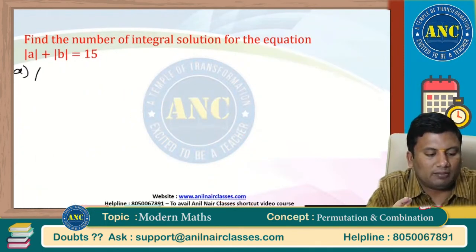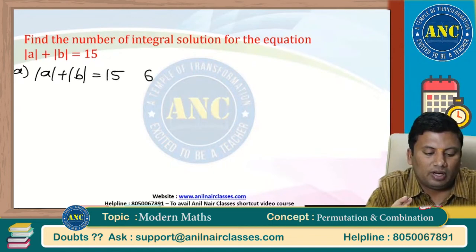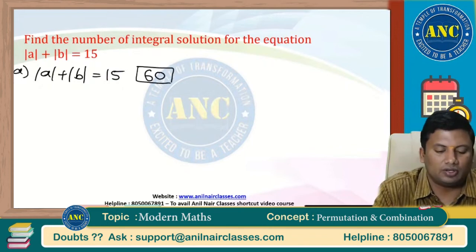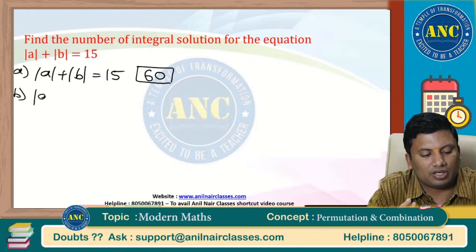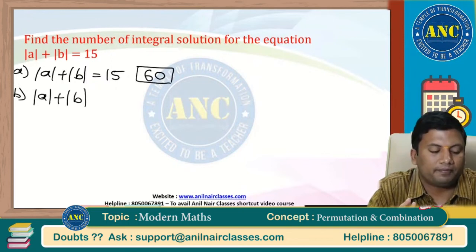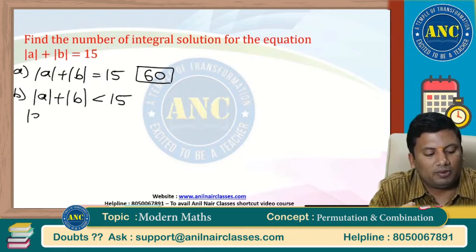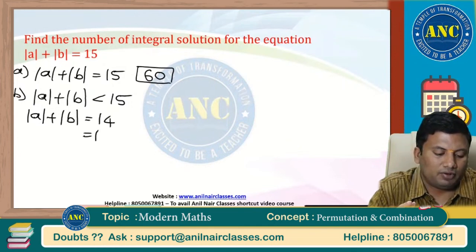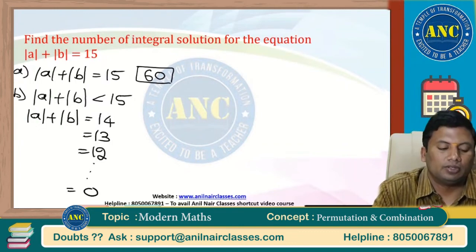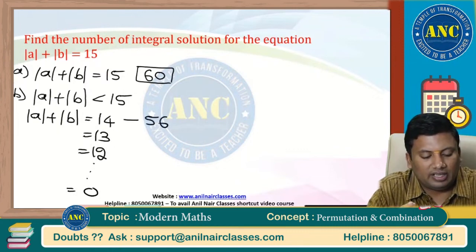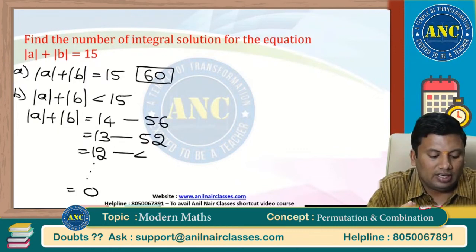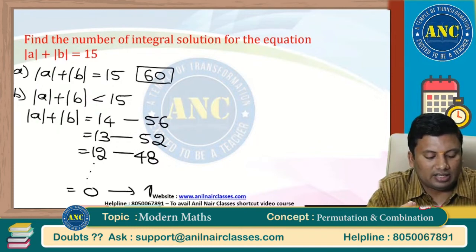One more variety which we will solve. Suppose |a| + |b| is equivalent to 15. The answer we got is a total number of integral solutions of 60. Now if the question is |a| + |b| less than 15, what will be the answer? Since it is an integer, |a| + |b| can be 14, 13, 12, and so on down to 0. For 14 the answer is 56, for 13 it is 52, for 12 it is 48, and for 0 it is nothing but 1.